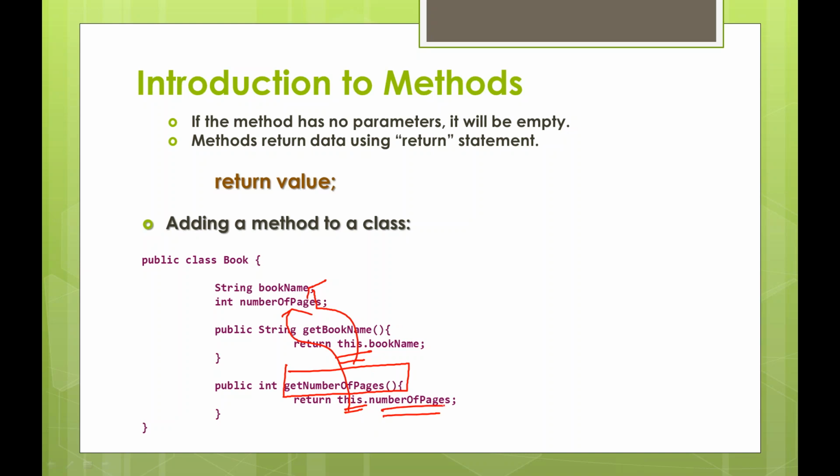So number of pages: its return type is integer, which returns the number of pages. It is public, the access specifier. This is the name of the method. It does not take any parameters, but it returns an integer. So we have used the return statement to specify that. Let us move on to the next slide.